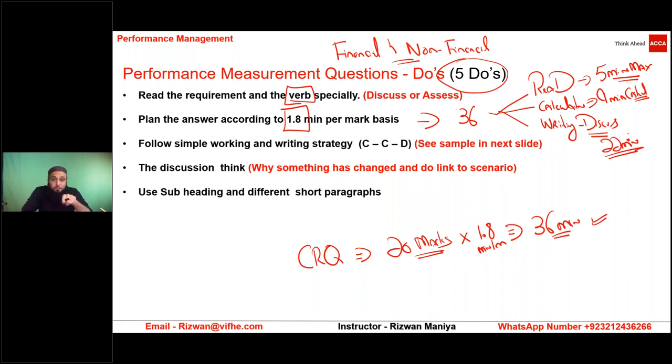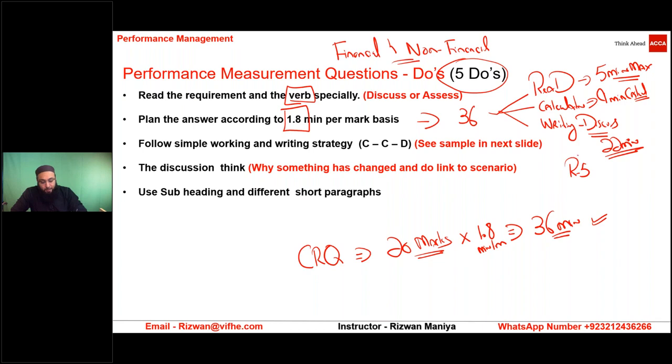And from today till the exam, 3 to 4 questions you have to solve with this same time management at least. Will you do this? Say yes or no. So what is the strategy? Strategy is quite simple. So let's sum up the strategy.